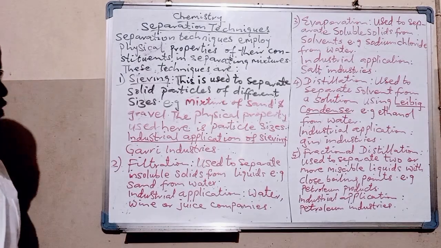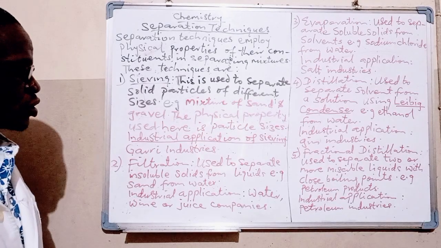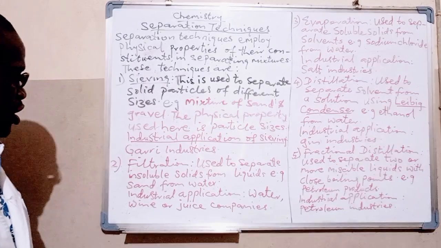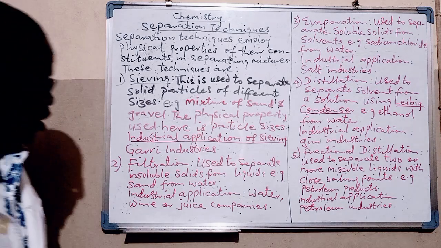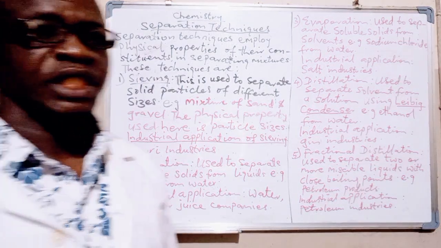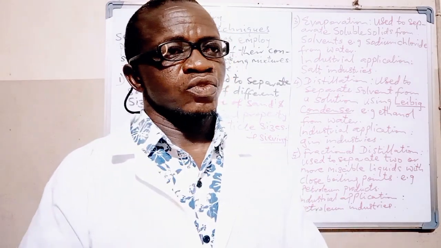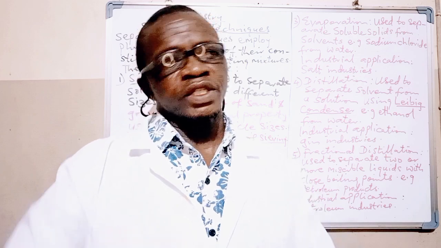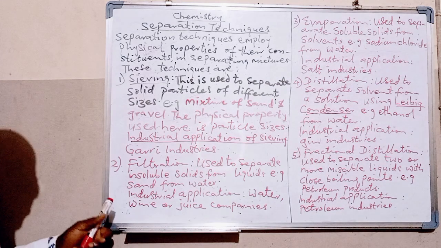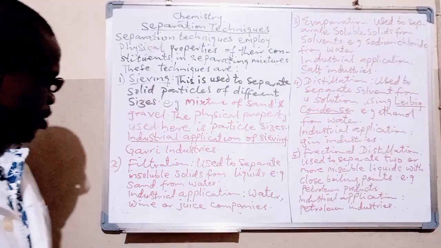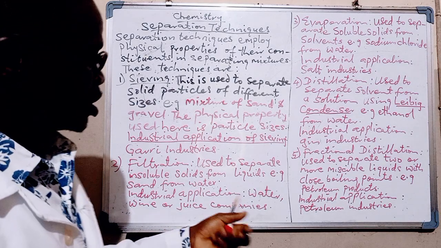Number two, filtration. It is used to separate insoluble solids from liquids, e.g., sand from water. Sand is insoluble in water, so if the two of them are mixed together, you can filter it. Use filter paper. Filter the sand out from the water. The industrial application, you can use it in the water industry. You can also use it in the wine industry and juice industry.